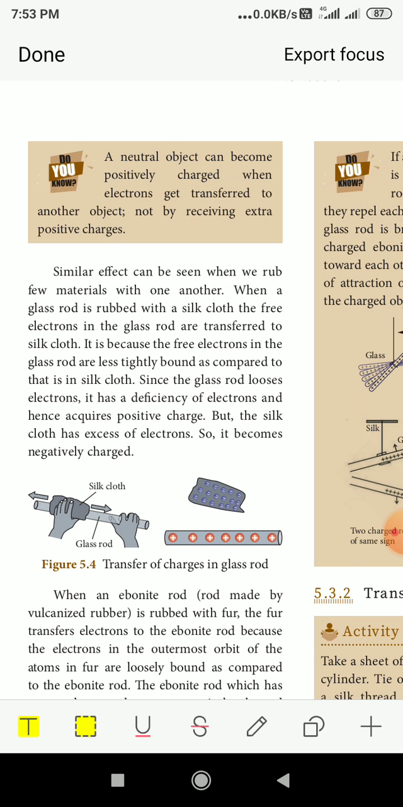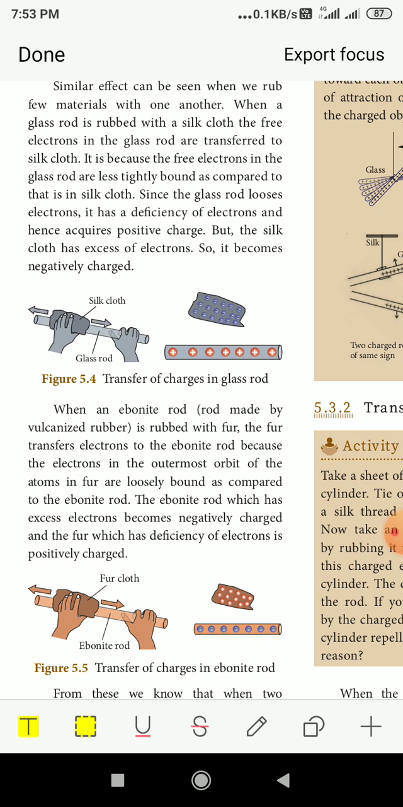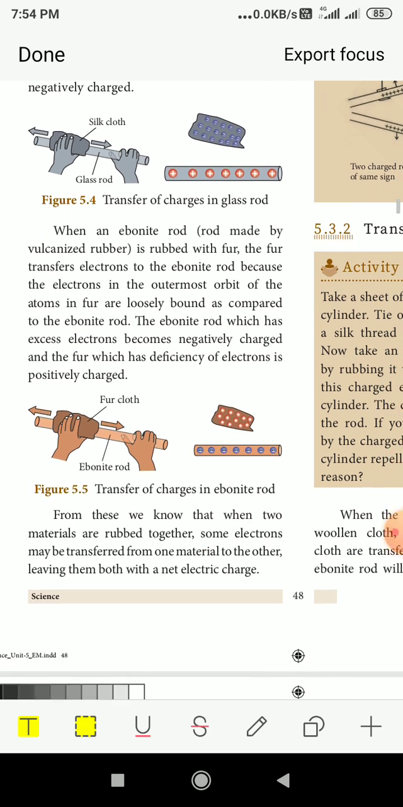So, they have given the next example. Then again they are given the ebonite rod. When rubbed with fur, the same thing happens. The electrons are transferred from the fur to the ebonite rod, because the electrons in the outermost orbit of the atoms in the fur are loosely bound, and they get transferred. Because of that, the ebonite rod gets a negative charge, and the fur, which is deficient of electrons, is positively charged. So they have shown 3 examples of how transfer of charges takes place by friction.